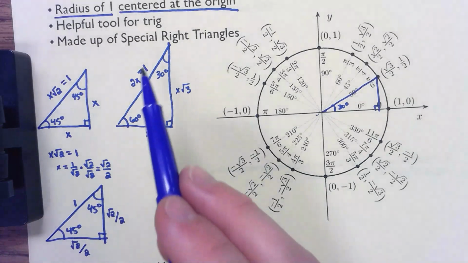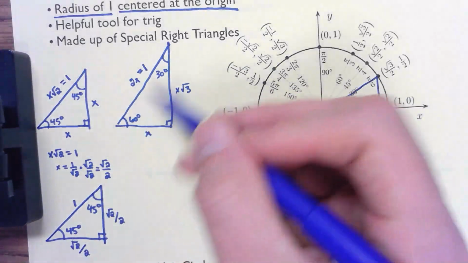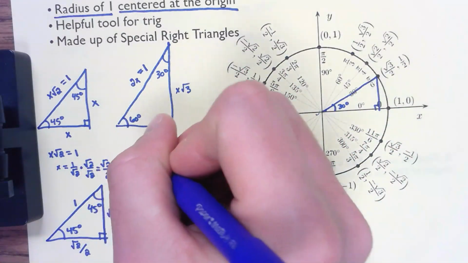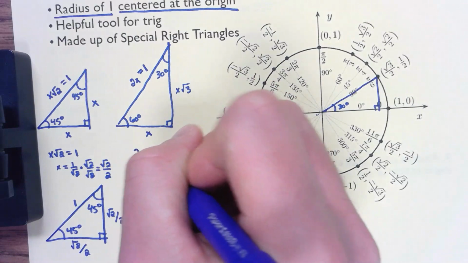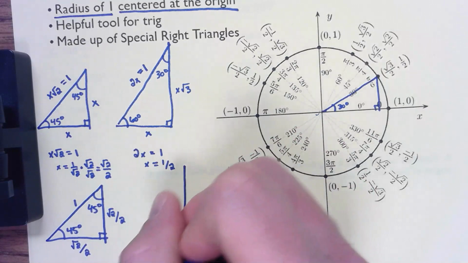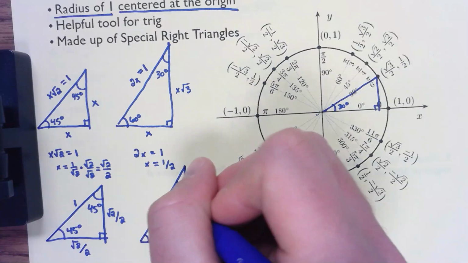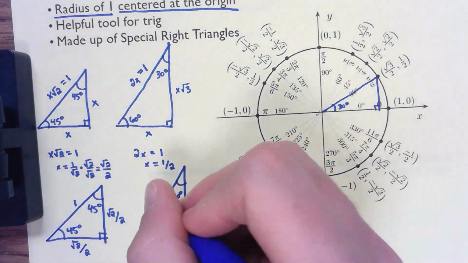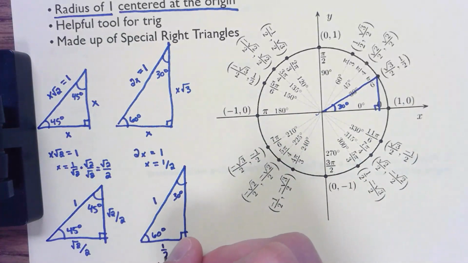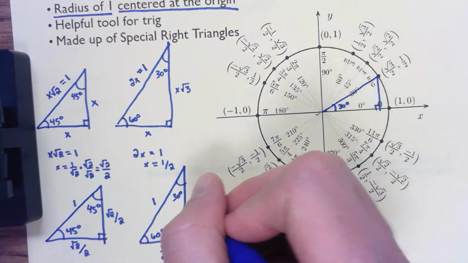Okay, now let's find these same values for the 30, 60, 90. In the 30, 60, 90, the hypotenuse is equal to 2 times whatever our variable is. So 2x equals 1 makes x equal 1/2. So now for this 30, 60, 90, the hypotenuse is 1. The shorter side is equal to just x, so 1/2. And the longer side is x times root 3, so 1/2 times root 3, which is root 3 over 2.